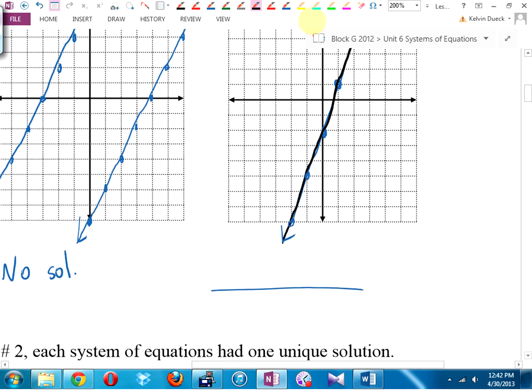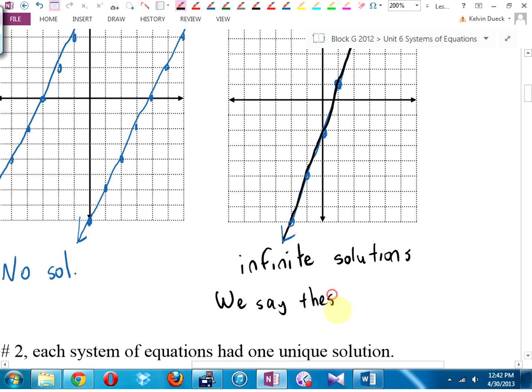We would say infinite number of solutions. Or here's the fancy phrase. We say these lines are, here's your new word, coincident.